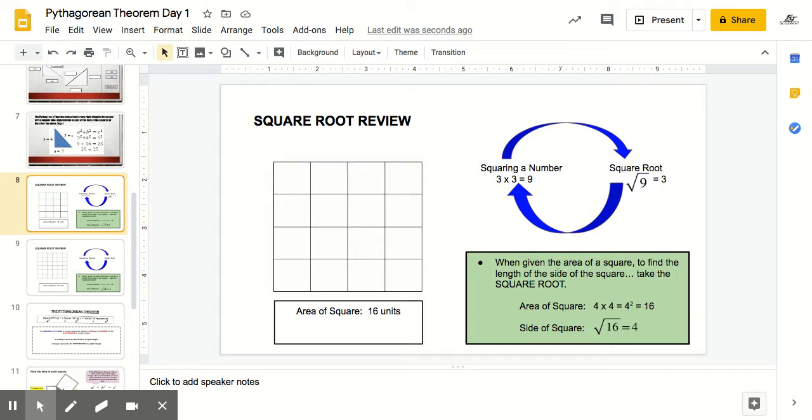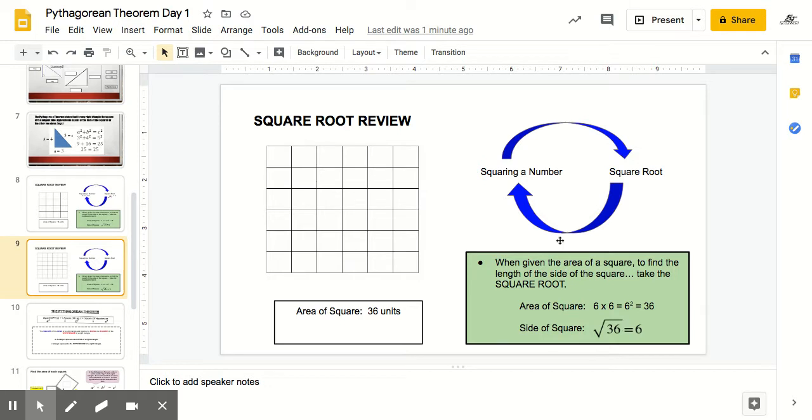So if we look right here, we have a square that has 16 units. So that's the area of the square, 16 units. In order to find just one length of the side of the square, we would take the square root of 16. The square root of 16 is 4. So the length of one of these sides of the square will be equal to 4. Okay?